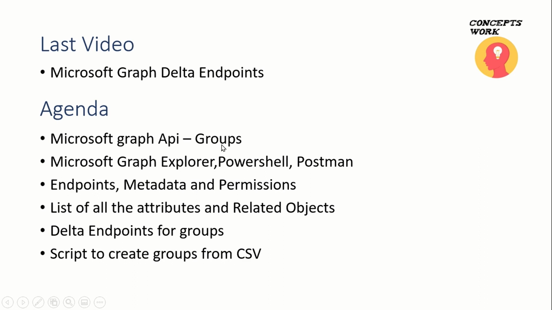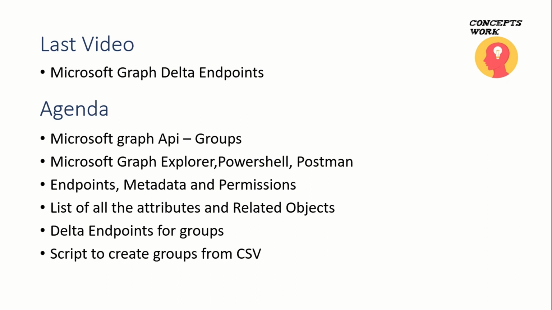The agenda of this video is knowing how to use the Microsoft Graph API to query group information. There will be three different applications that I will be using in this video: Microsoft Graph Explorer, PowerShell, and Postman. We'll talk about the endpoints that you need to access to query group information, how you can check the metadata associated with the group type object, and what permissions you need to query this API.